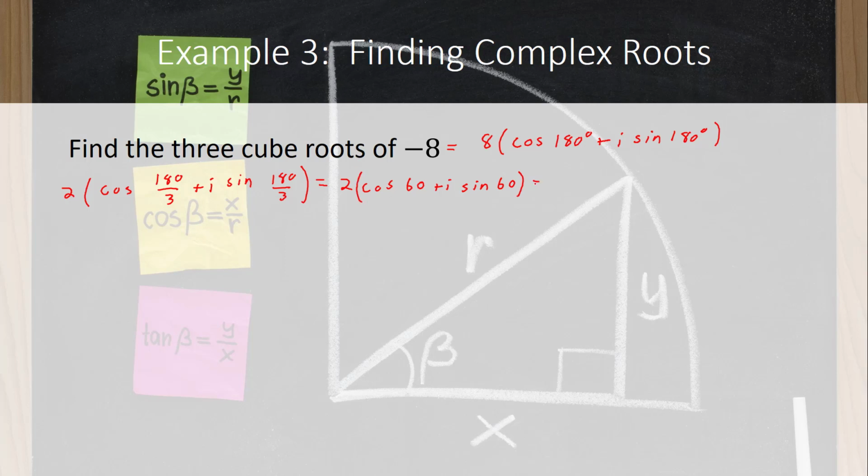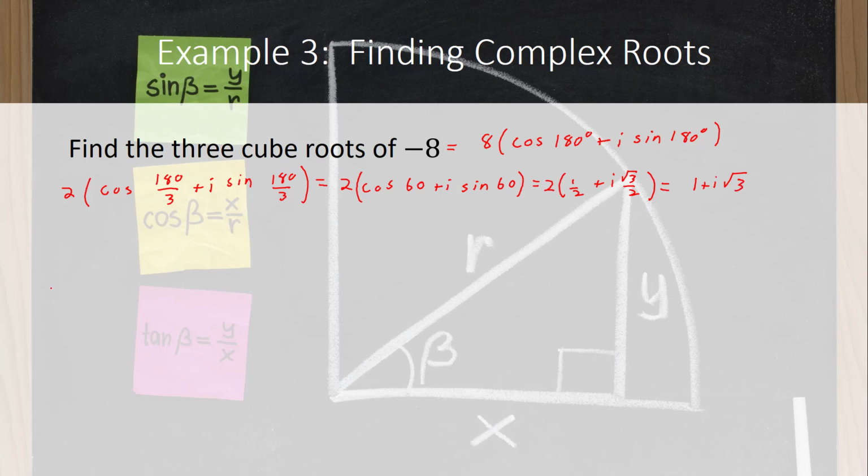Okay, and we can convert this into rectangular form. The cosine of 60 is 1/2, so that's going to be 2 times 1/2. And then the sine of 60 is the square root of 3 over 2, plus i times the square root of 3 over 2. And then we will have our final result for this one, which will be 1 plus i times the square root of 3.